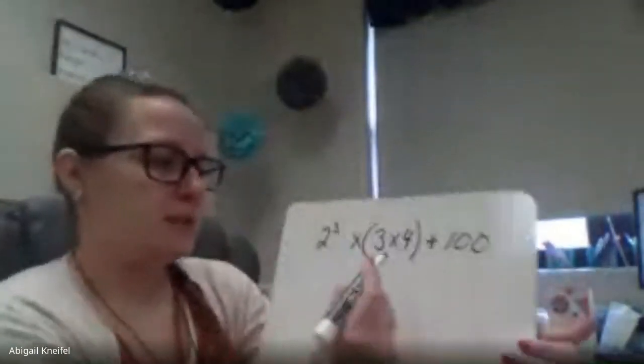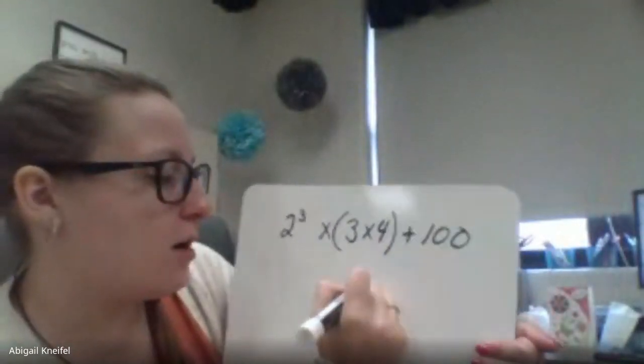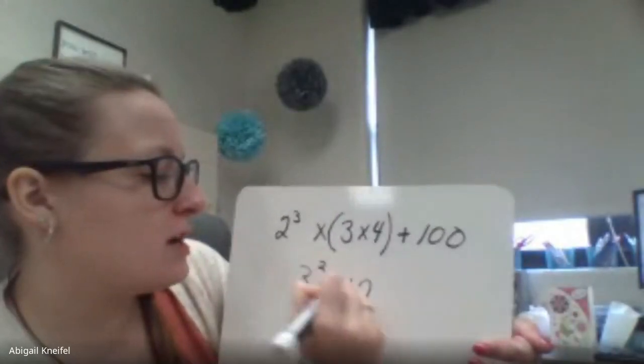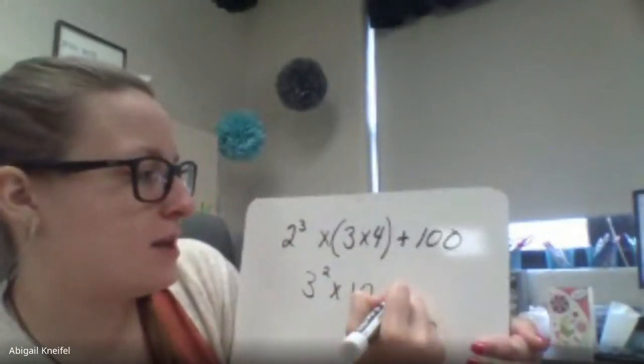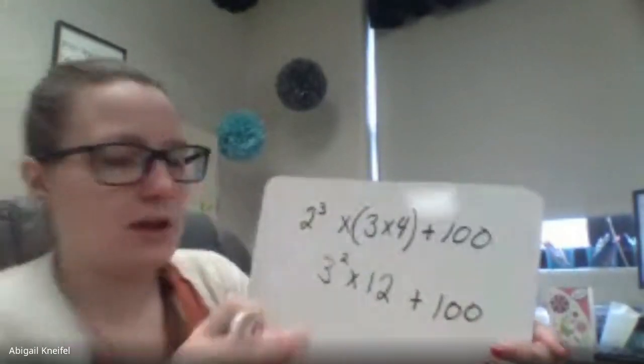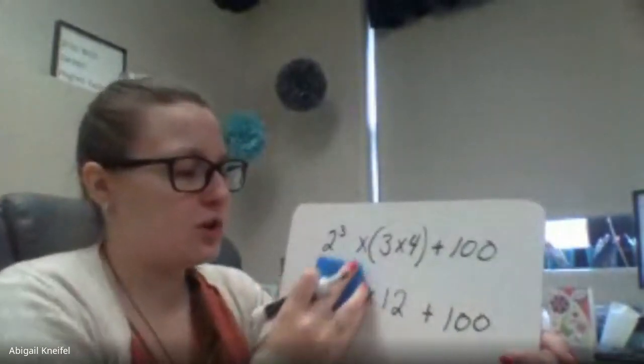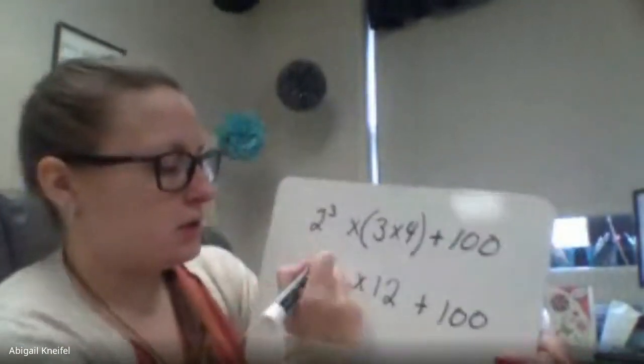All right, here we go. First step is parentheses. So 3 times 4 is 12. So now I have 2 to the third times 12 plus 100. Oh, wait, I wrote that backwards. It's 2 to the third, not 3 to the second. Sorry. 2 to the third.